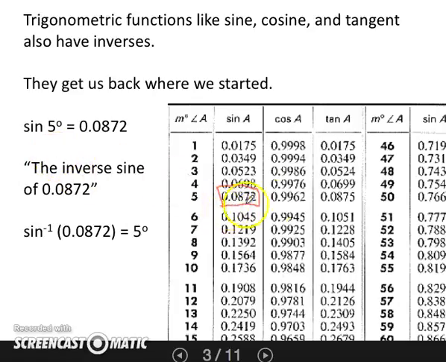So how could we start with this number and get back to where we started? Well, we call it the inverse sine of 0.0872. And we write it like this. It kind of looks like we're writing sine to the -1 power, but we read it as the inverse sine. The inverse sine of 0.0872 is simply 5 degrees. It's like we're walking backwards, getting back to where we started.